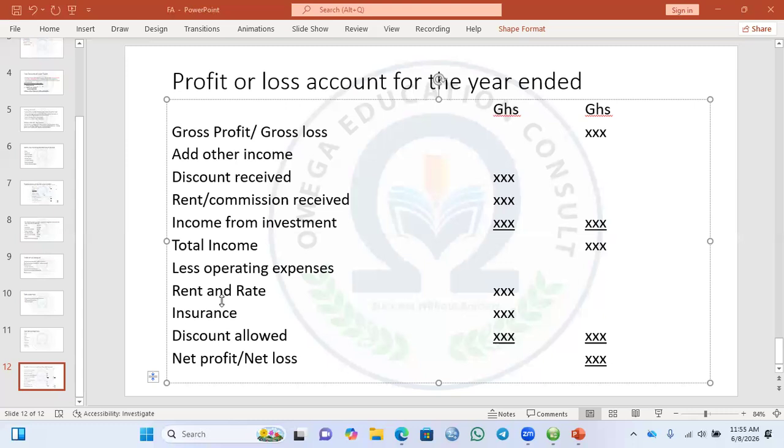Okay, but the side hustle, I'm telling you in your case, just focus on these four: discount received, commission received, rent received, income from investment. These are the side hustles sole traders can engage in. And then you less the expenses. Very simple. Now, the question normally comes in the form of a trial balance, right? So you can tell all your expenses will be at the debit column, all your income will be at the credits. So you can easily find these things.